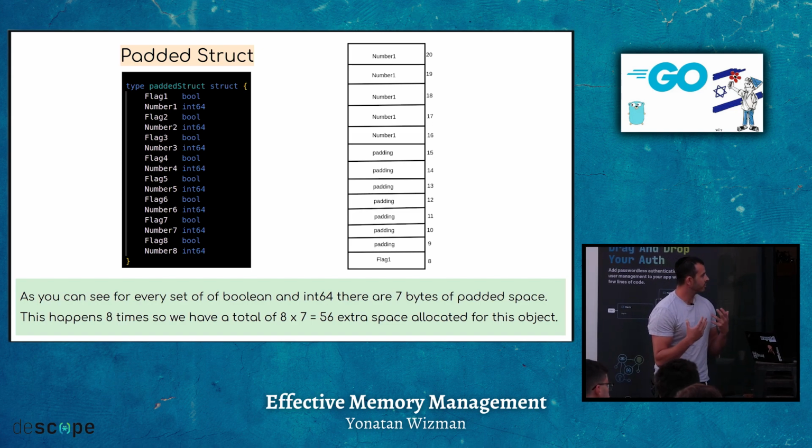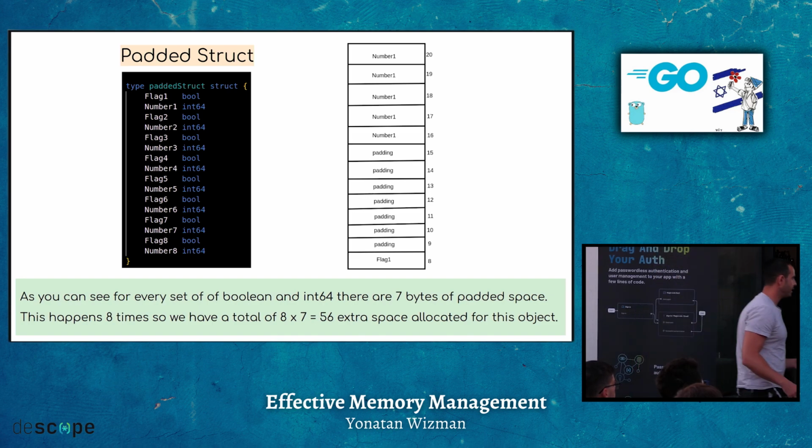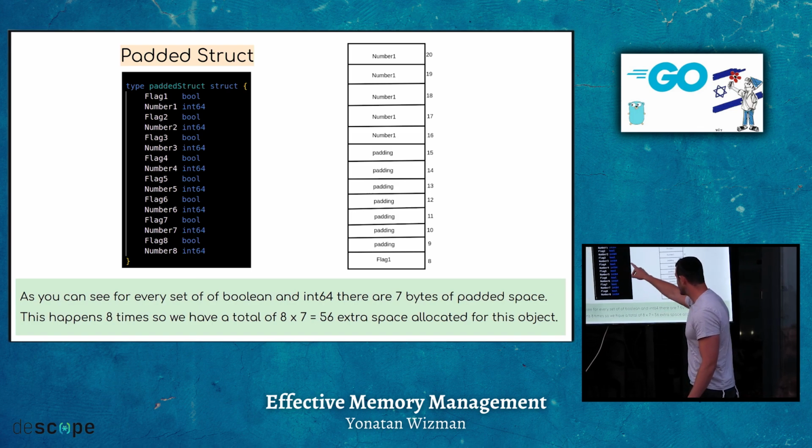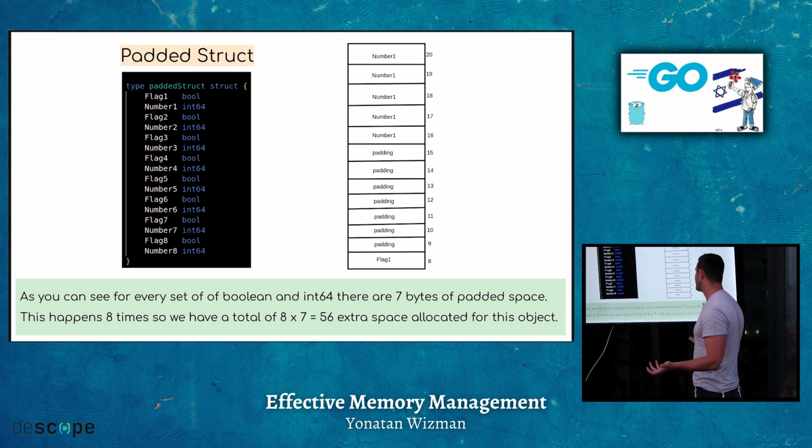So I want to show a visual example of what I mean. Okay, so here's the padded struct from before. Again, the padded struct is the least optimal way of doing it. Our first variable is of type Boolean, right? So that is over here. Then we have our next variable, which is called number1, which is type int64.